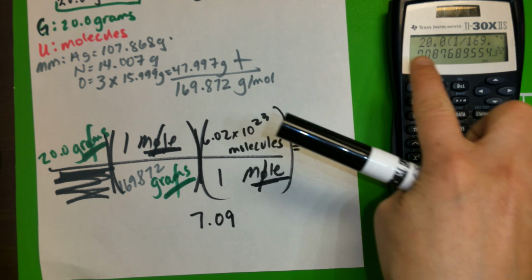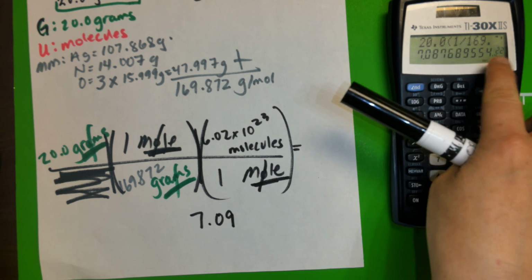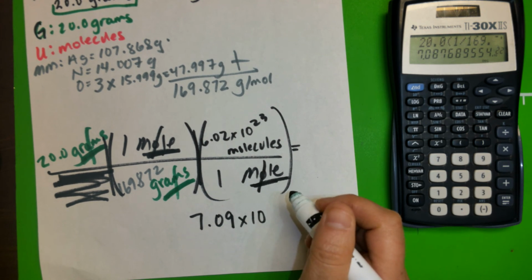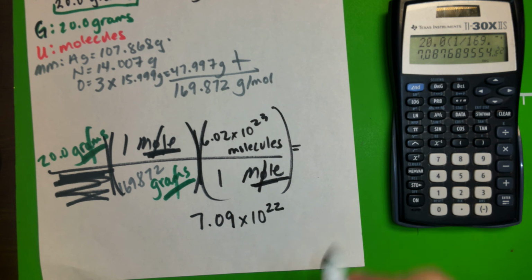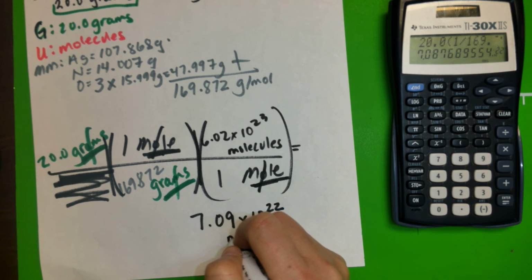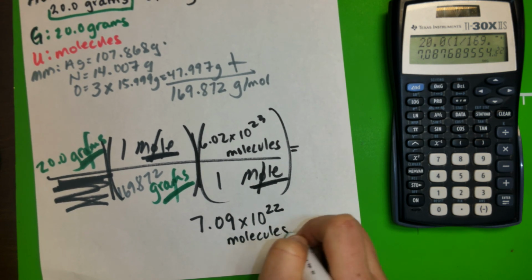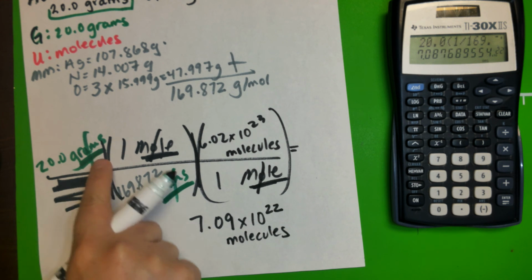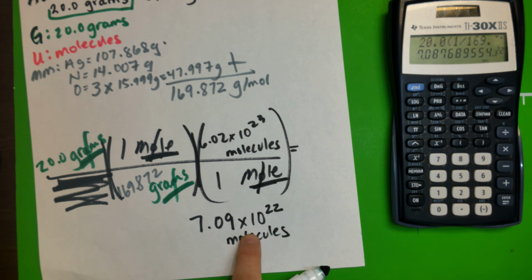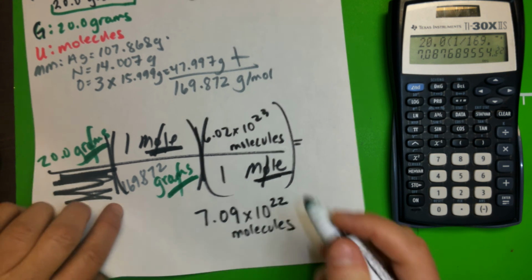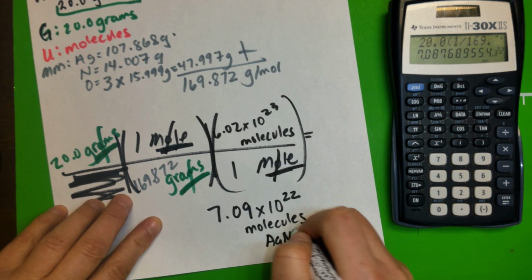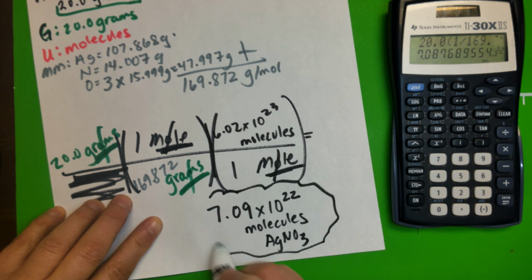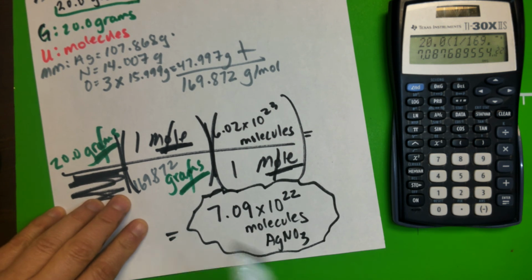That will be your 7.09. I'm just using 2 digits there, and then times 10 to the 22nd. This is now molecules. You see how many grams we had? This many grams. So now we know how many molecules of silver nitrate we have, and it's a huge number. Keep that in mind. We just solved it.